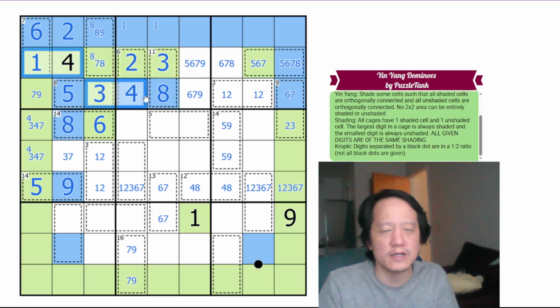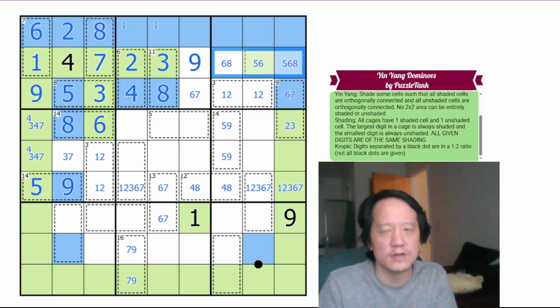Where's the 9 in row 2? It must be here. So this can't be 9 here. This becomes a 6, 7 pair, which eliminates 6, 7 in the rest of the row. So this can't be 7. This is 9. That makes this 8, which makes that 7. So 7 cannot be any of these.